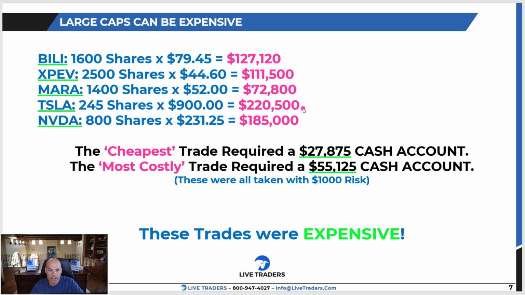Okay, so the cheapest trade I took during that stretch, those 3 days of trading, was $27,000 in a margined cash account. Okay. So it would have cost a decent amount of money. The most expensive trade would have cost you 55 grand. And that was the Tesla trade.